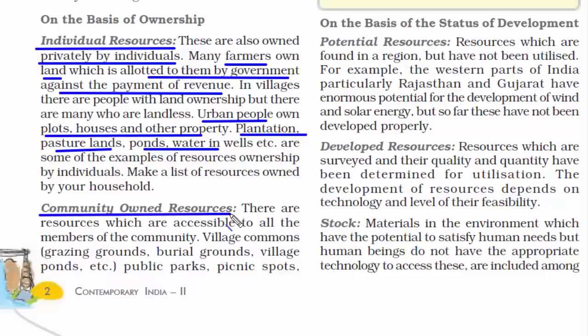The next is community owned resources. By the name community, it means that it is accessible to all the members of the community. Some examples are grazing ground, burial ground, village pond, public park, picnic spots, etc. Here you will not have individual rules because it is meant for the public. So everyone is given similar rights.